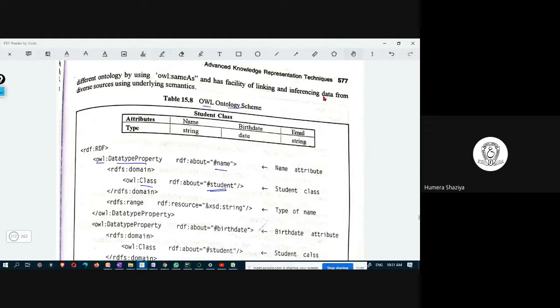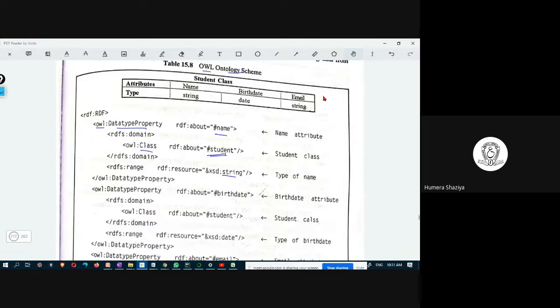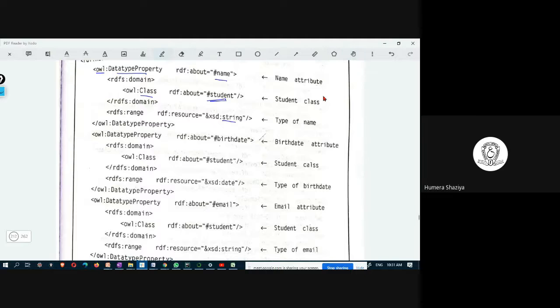You open the domain and close the domain. Then there is this range. Range means what values this name could hold. This name could hold string values, which is the type of the name. The second property is birth date. Birth date property or attribute: domain is student class domain, and range is date. Another one is email.